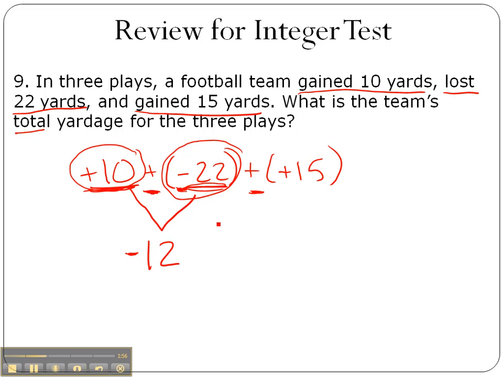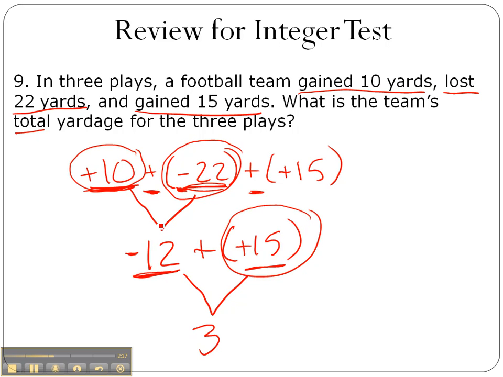Now we're going to bring down the rest of our number sentence. Plus positive 15. And again, we're adding two integers with different signs, have a negative 12 and a positive 15. So when the signs are different, we find the difference. 15 minus 12 is 3. Now which integer is farther from 0? Positive 15 or negative 12? Positive 15 is farther from 0. So the sign of our answer is positive.